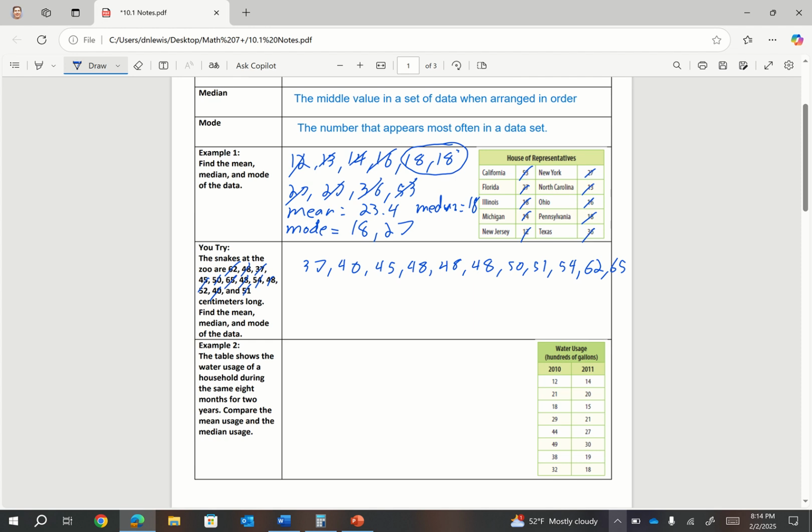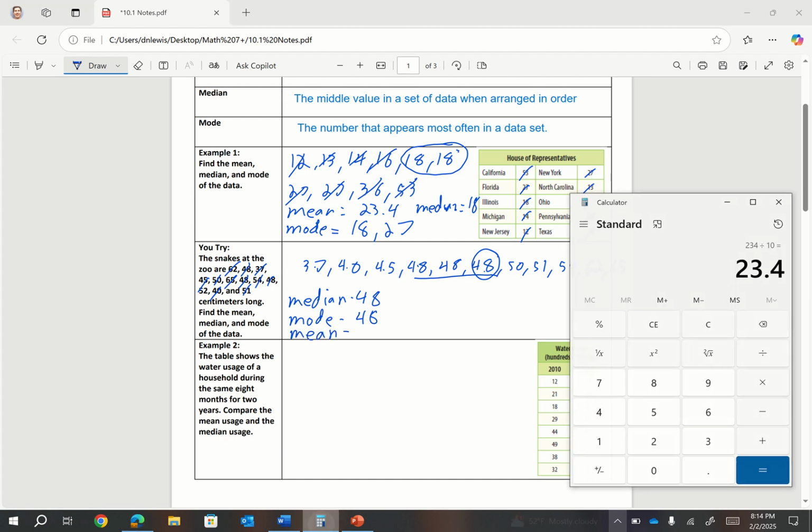All right, we have 1, 2, 3, 4, 5, 6, 7, 8, 9, 10, 11 numbers. Since I have 11, I know to find my median, I have a middle number. It should be the 6th number. 1, 2, 3, 4, 5, 6. There's my median, 48. My mode, we saw that we had 48 3 times. The mode is 48. And the mean.